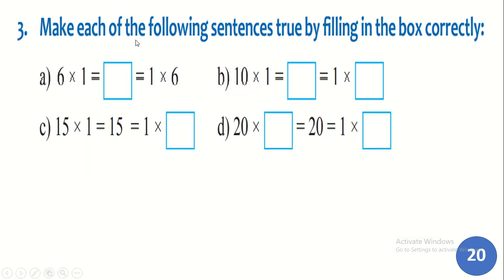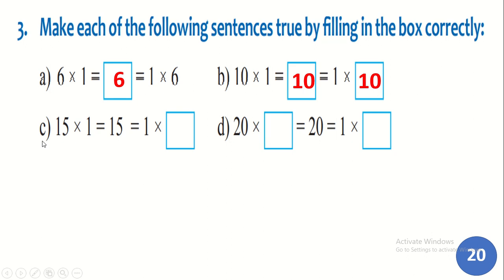Make each of the following sentences true by filling in the box correctly. Now, fill in the box. Letter A is 6 times 1 is equals to what number here is equals to 1 times 6. The answer is 6. Letter B, 10 times 1 is equals to 1 times what number here? Look at here the example for number 1. The answer here is 10. 1 times 10. Correct, students?